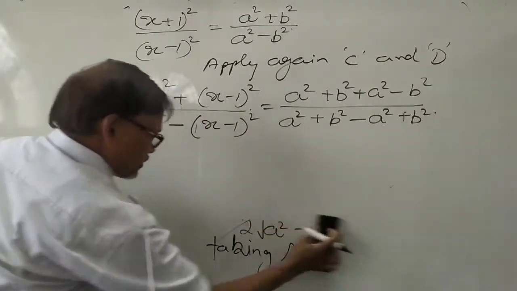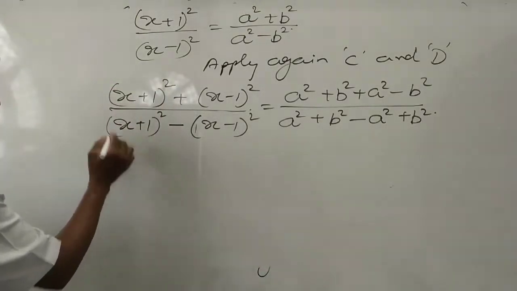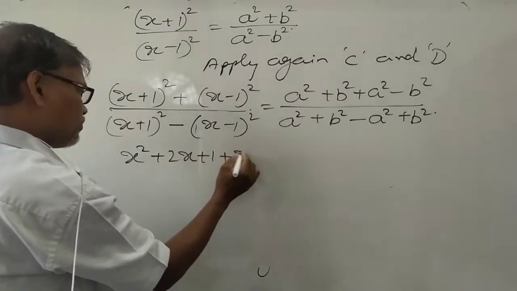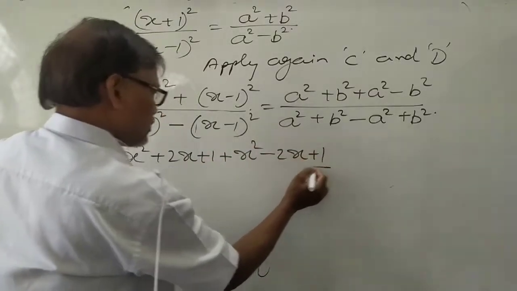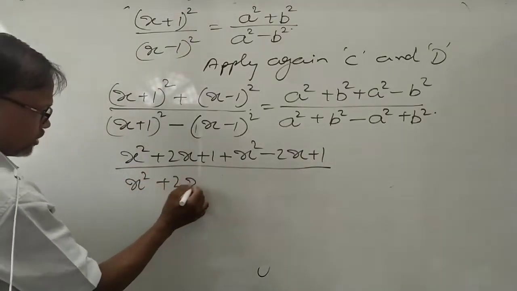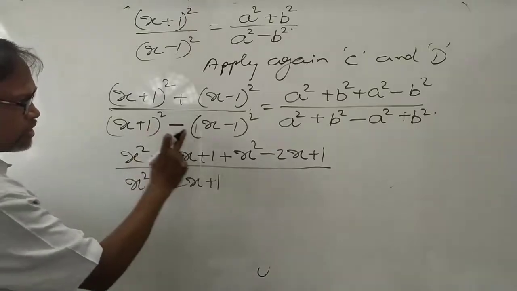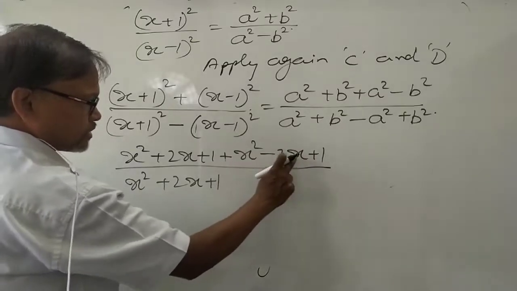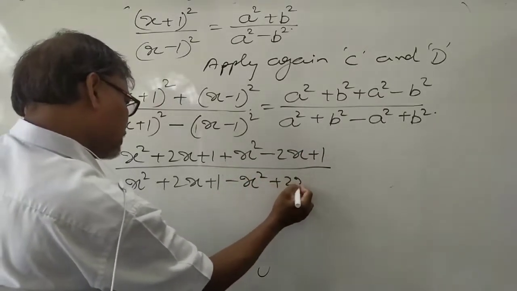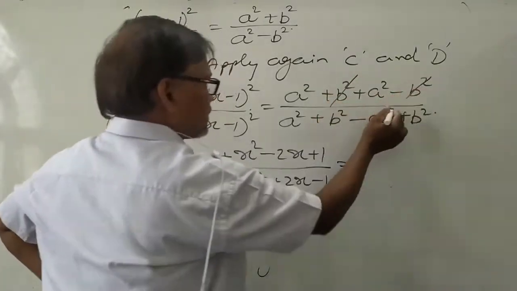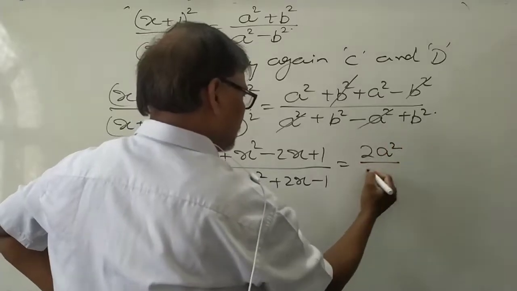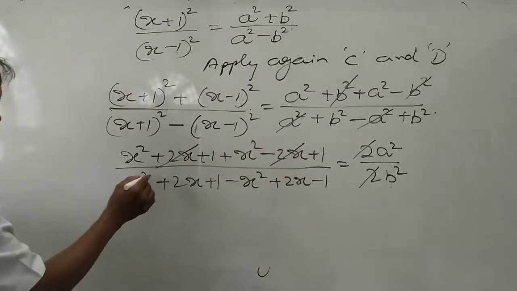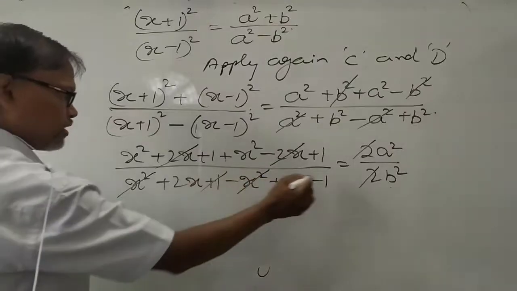You expand this one, without expansion it will not come, so you expand this one. What you will get? x square plus 2x plus 1 plus x square minus 2x plus 1 whole upon x square plus 2x plus 1, because this minus sign will change all the signs of these three terms, plus 2x and minus 1, is equal to this: b square cancel, a square cancel, 2a square upon 2b square, 2 and 2 cancel. Here 2x minus 2x, x square minus x square, plus 1 minus 1.